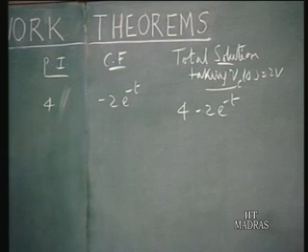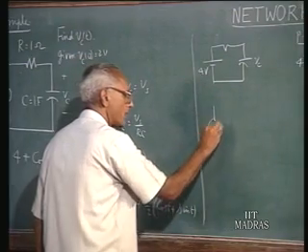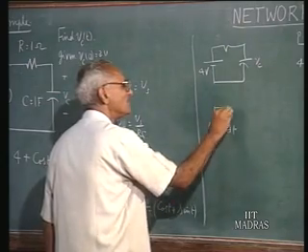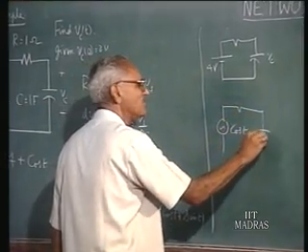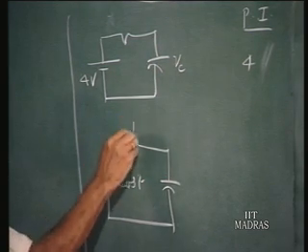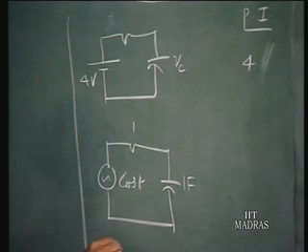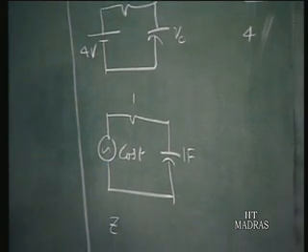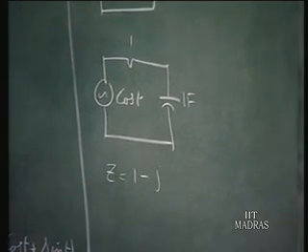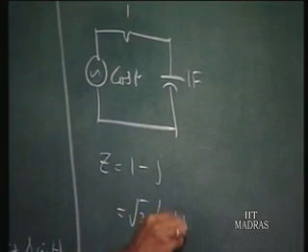Now on the other hand, you take the source to be a sinusoidal function cos t, and then you have an RC network, with a 1 ohm resistance and a 1 farad capacitor. So you find out the impedance of this. This is cos t, omega equals 1. Impedance is 1 minus j, that is root 2 at an angle of minus 45 degrees.